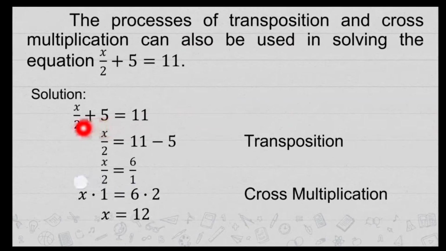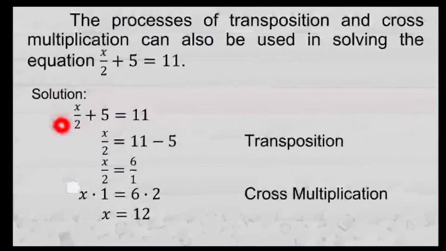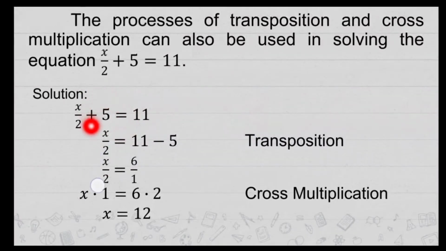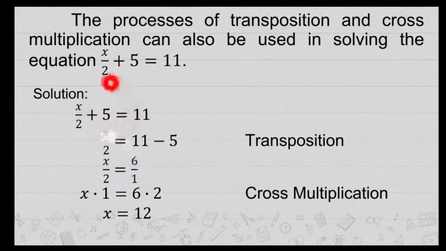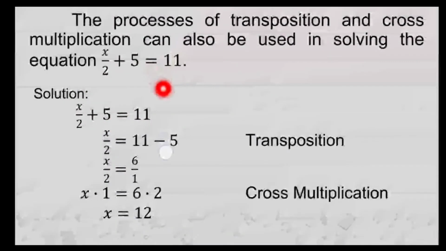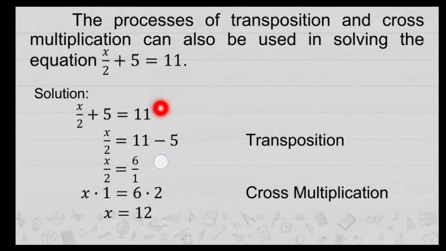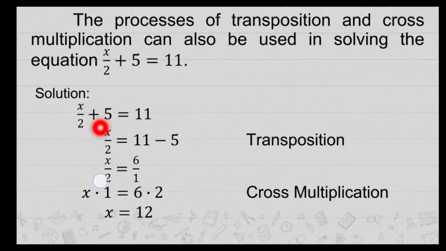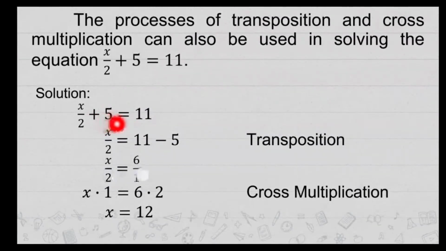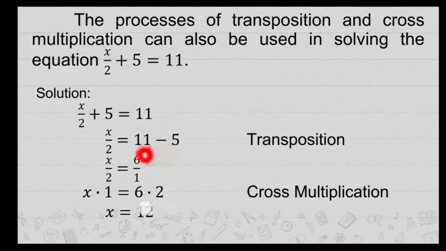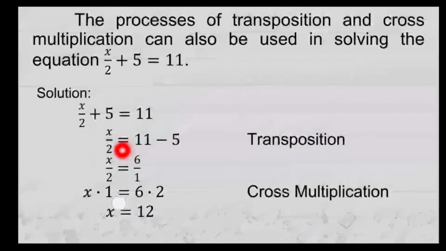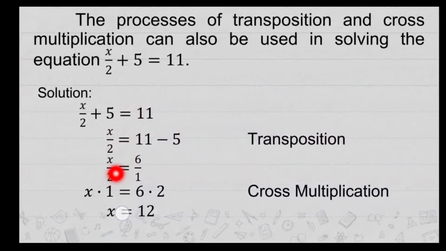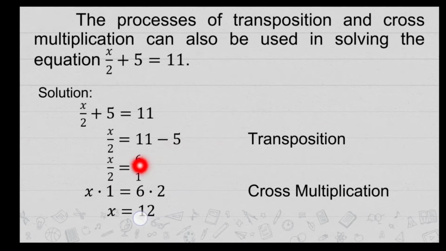As I said, we have to isolate x. Therefore, we have to eliminate this 5. Or simply, we have to transpose this positive 5 to the other side, or to the right side. And when we put it on the right side, its sign will be changed. From positive, it will become negative. So we will be having x/2 = 11 - 5, which is 6.